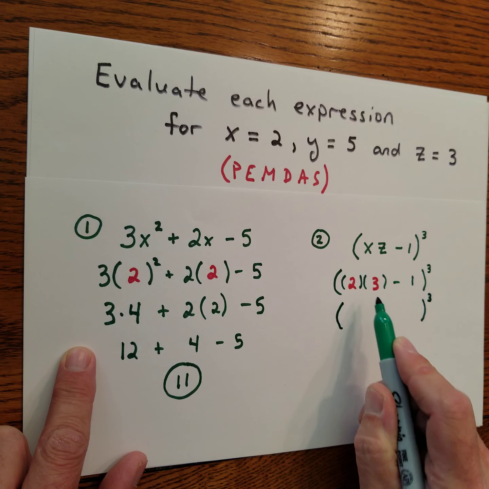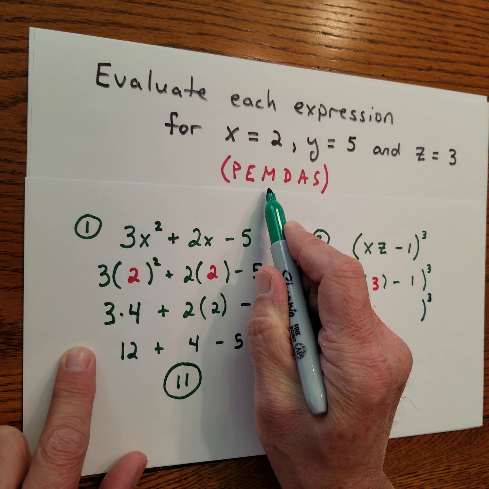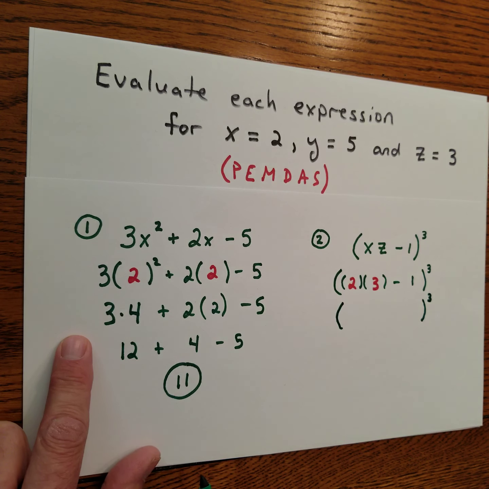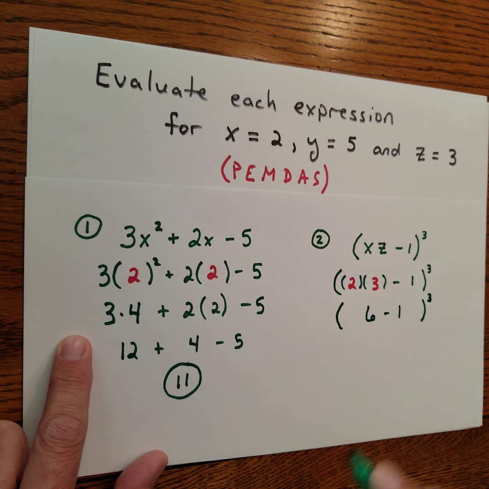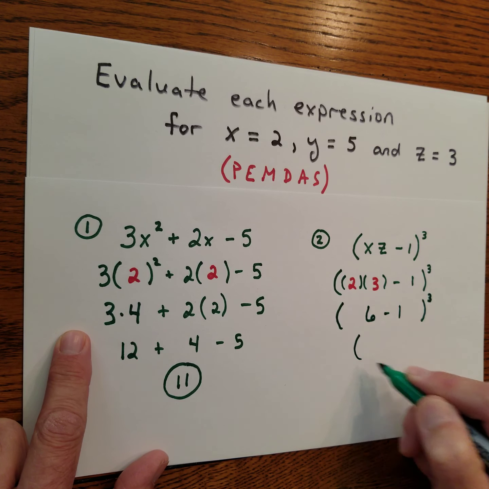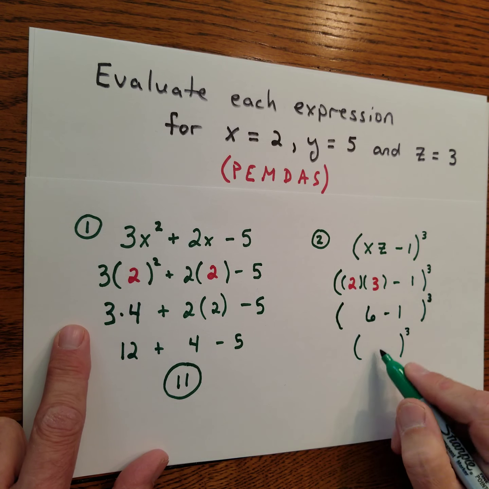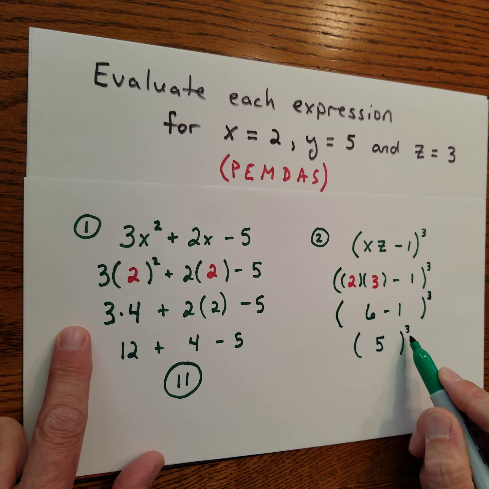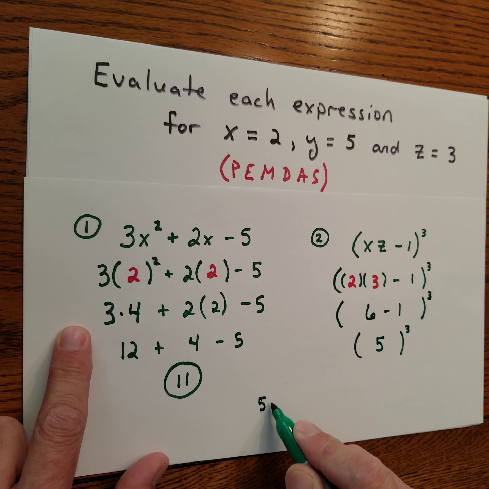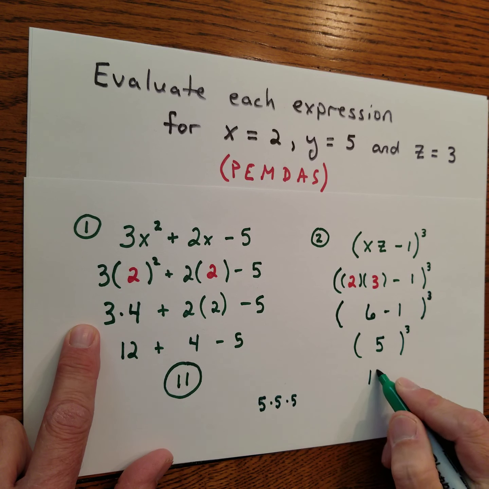Inside of the set of parentheses, there's multiplication and subtraction. I know multiplication happens before subtraction. So multiply 2 times 3. Let's stay inside the grouping symbols and subtract 6 minus 1. Finally, all that's left is to take 5 to the third power. 5 times 5 times 5. 5 times 5 is 25, and 25 times 5 is 125.